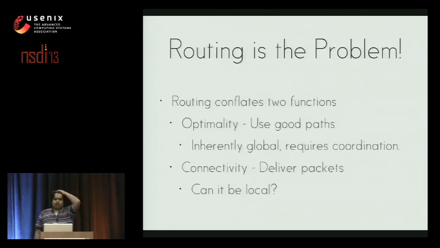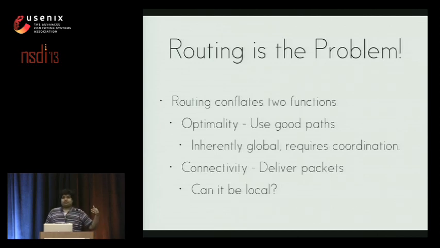So what we are trying to argue in this work is that part of the problem here is that routing is conflating these two functions. The first is optimality, which says use good paths. And good here might mean use shortest paths, or use paths which have the most capacity, or something else. And optimality conditions are often global. You need some amount of coordination just to figure out that a particular path is shortest. You can't compute this locally.